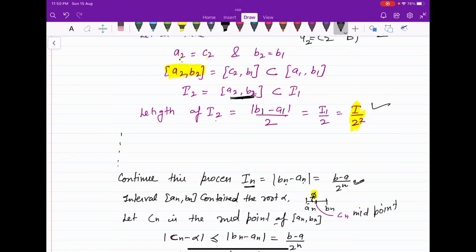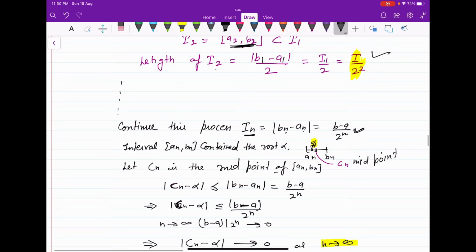So we can write Cn minus alpha. The difference between Cn and alpha, the length between Cn and alpha, will be less than the length of the interval An Bn. So we can write this condition: the modulus of Cn minus alpha is less than or equal to Bn minus An, and we know the value of Bn minus An is (B minus A) upon 2 raised to the power n.